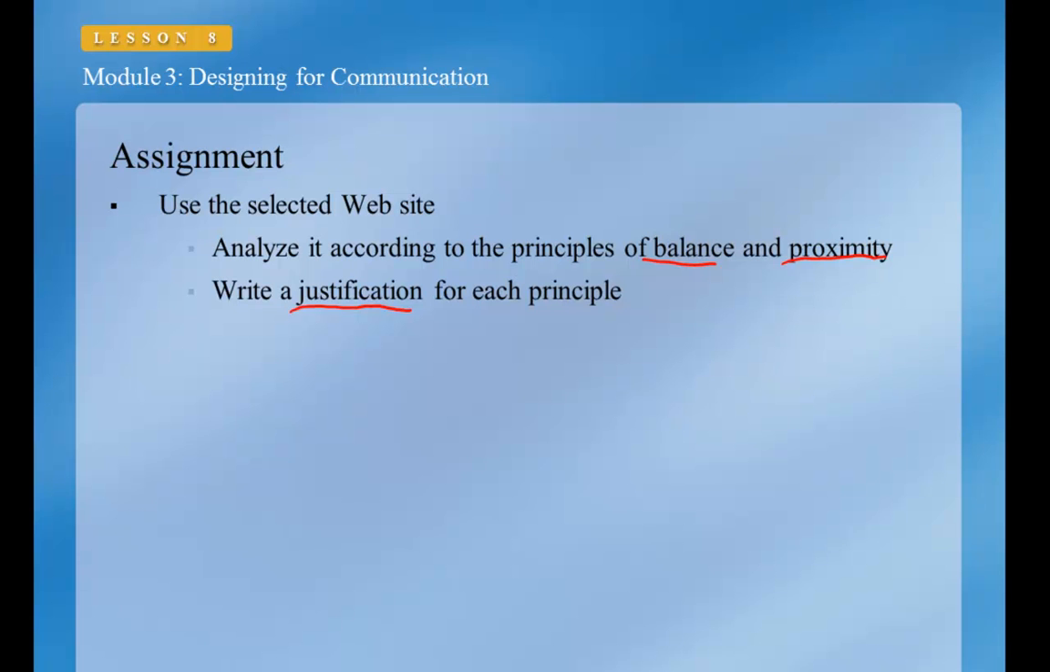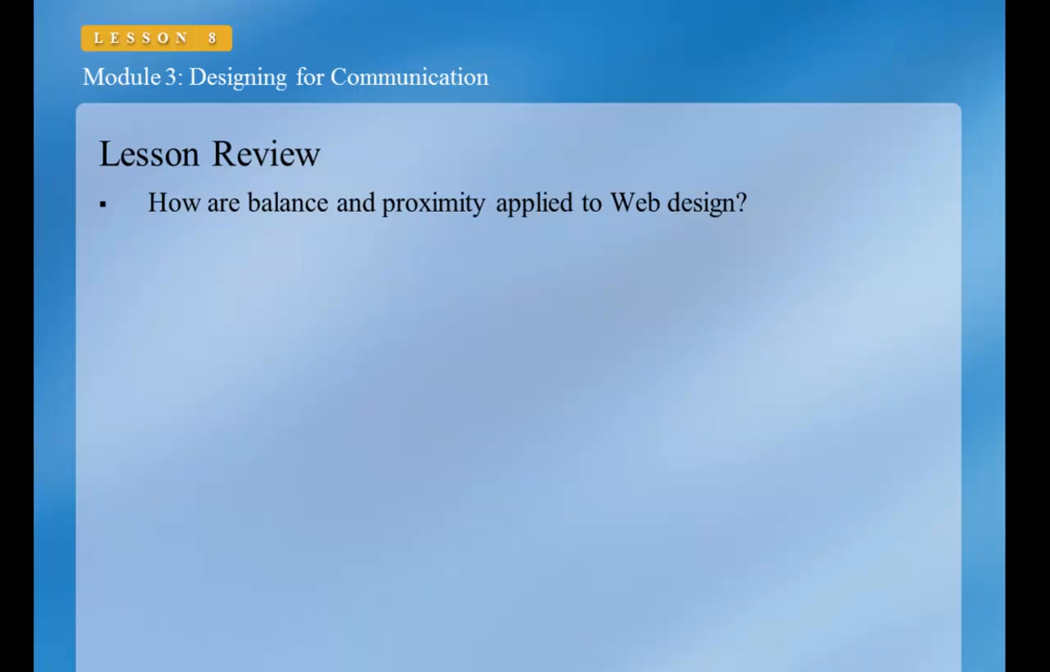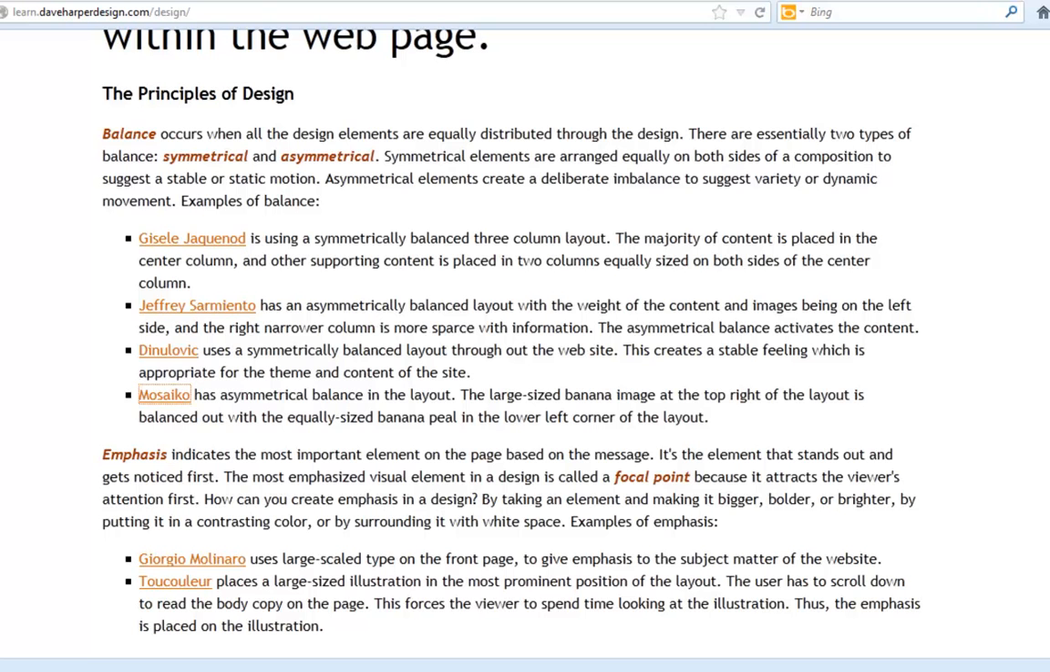So let's go look at some websites here, and before we do, just think about how, when we look at these websites, think about the balance and proximity and how it's applied to these websites. Alright, I am here at DaveHarperDesign.com, and if we look at some of these websites here, let's look at balance first.